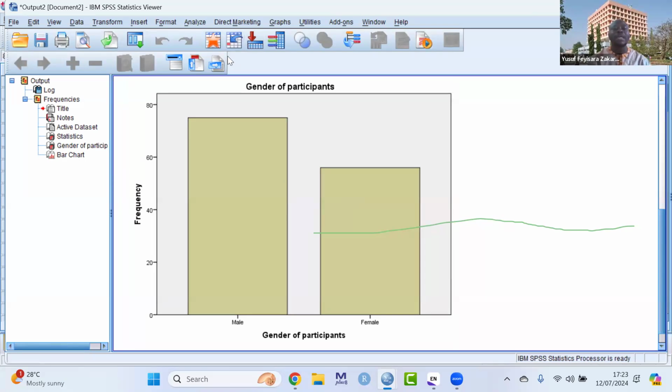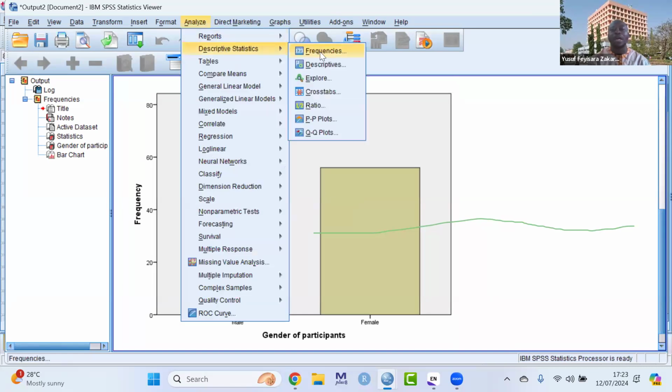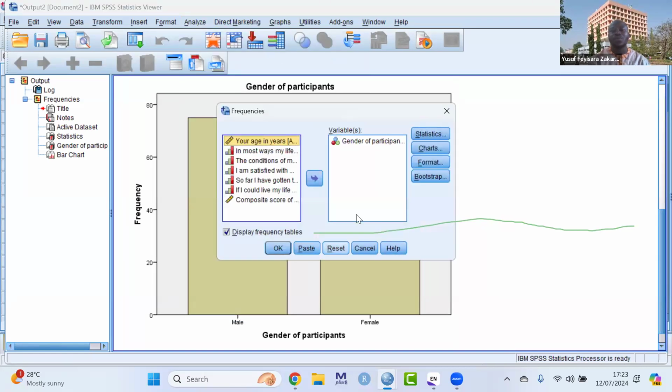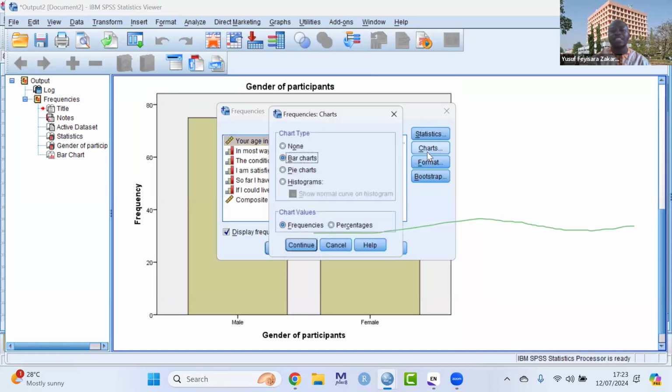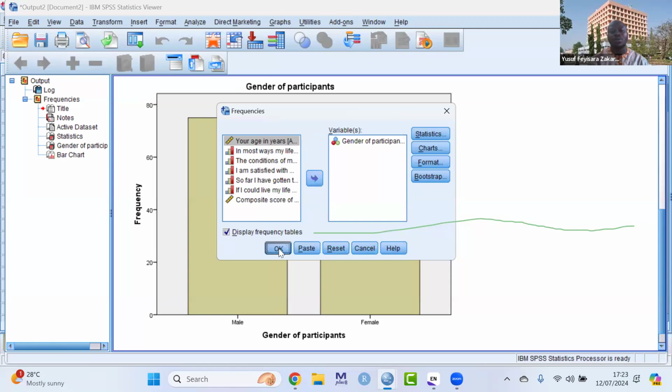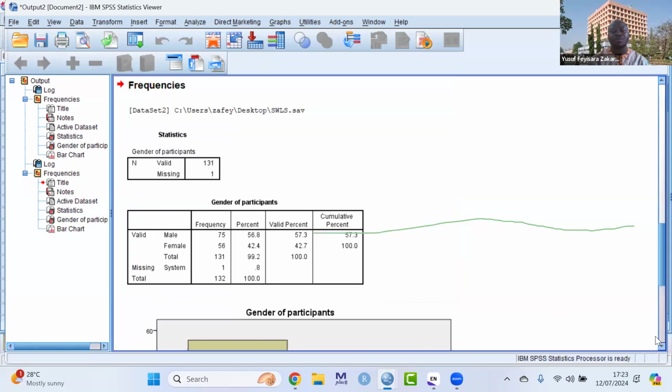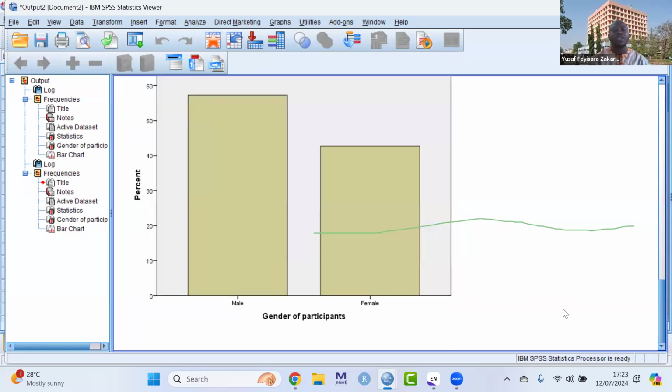All right, so we can go back there. Perhaps I also want to look at the percentages. Okay, so we come to our chart and then we choose percentage instead of frequency and we click on continue. Okay, there we have it. So the only difference will be in this bar chart.